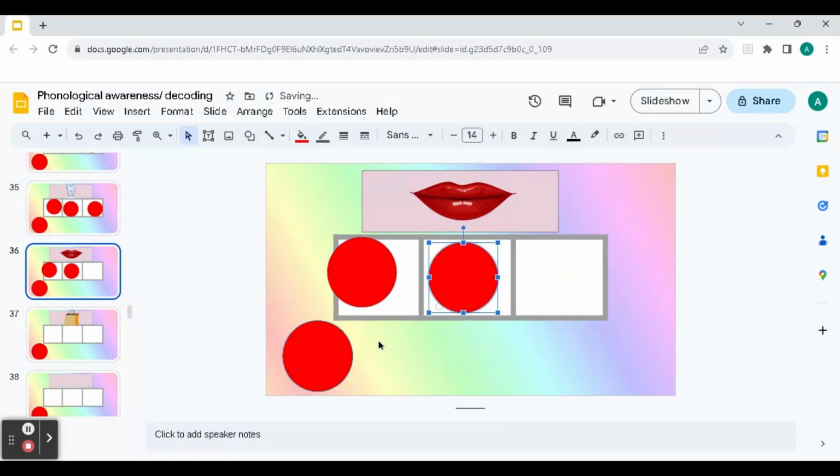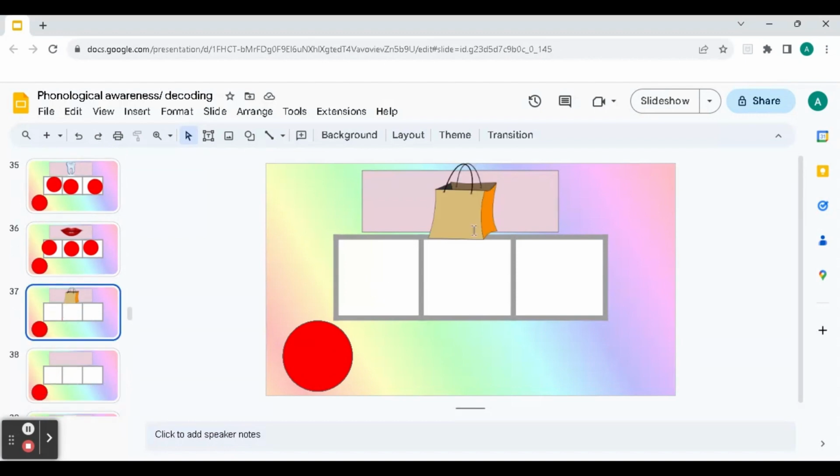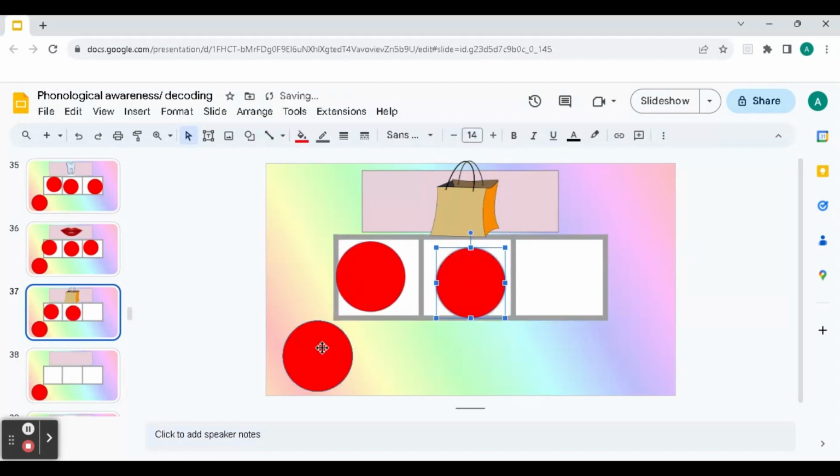Okay, if we're blending, I would say b, ag. Could you blend that together? Bag would be the response. If I said, could you segment this word? I would give them the full word, bag, and then they would break it apart. B, ag.